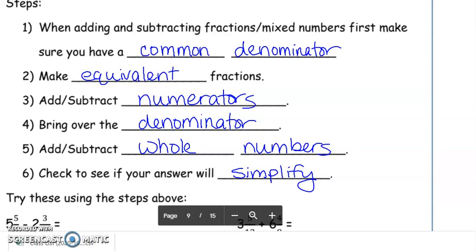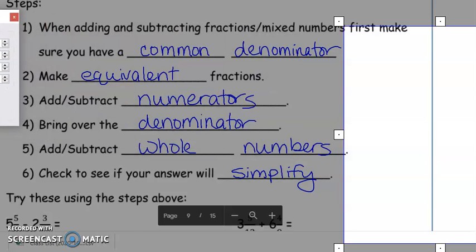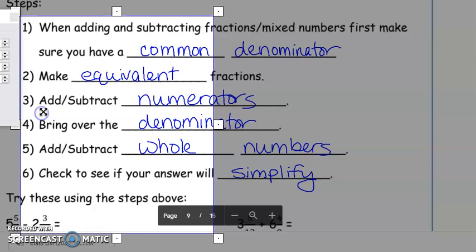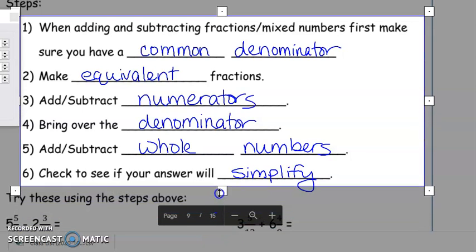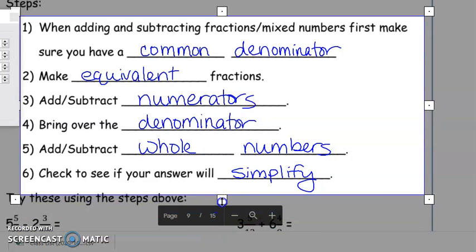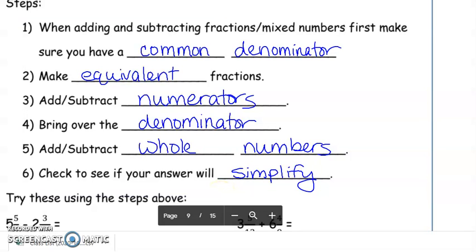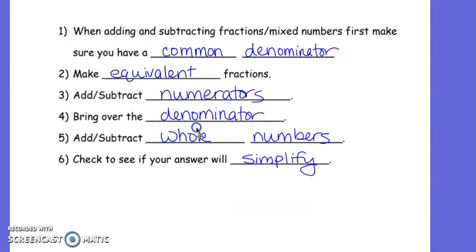So what I'm going to do here is copy this and put this on the other screen. You should have this written down in your notes. If not, I want you to pause this video and make sure it is written, okay? So do that now. Pause this video and make sure these steps are written down. This is what we're going to be referencing whenever we add and subtract fractions. I'm going to paste it over here. Drag it here.